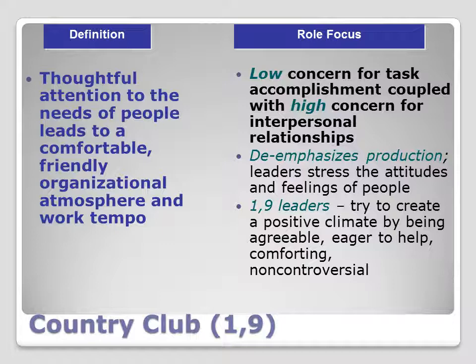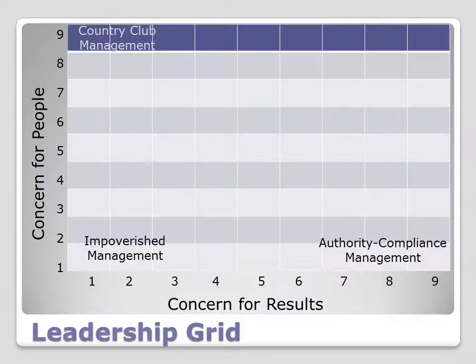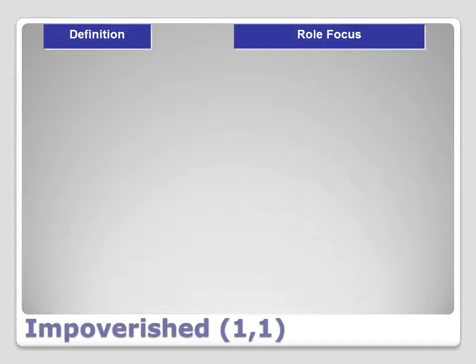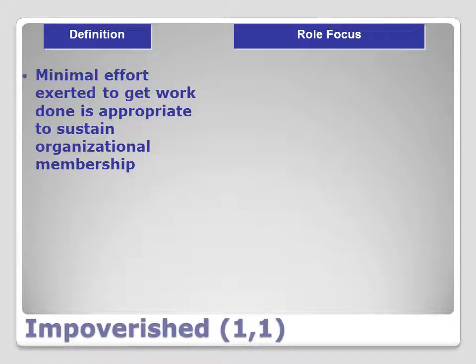So these people, I think, as you can see, impoverished management. This is where there's a very low concern for results and a very low concern for people. In this impoverished leadership style, there's very minimal effort exerted to get work done. And that's seen as appropriate. That's okay. Basically, as long as you're sustaining organizational membership in some way, don't worry much about getting stuff done, don't worry much about people, just basically stay out of the way.